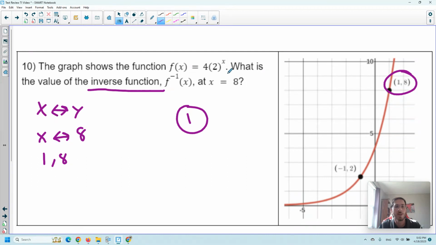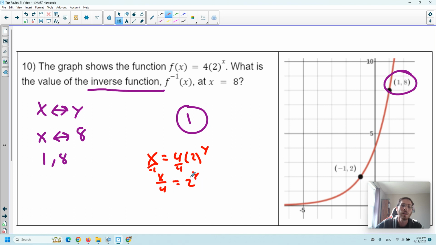You could do some stuff to actually get the inverse. If you wanted to go a little bit longer, you could. You could say that this is y equals 4 times 2 to the x. Switch that to x equals 4 times 2 to the y. Divide both sides by 4.